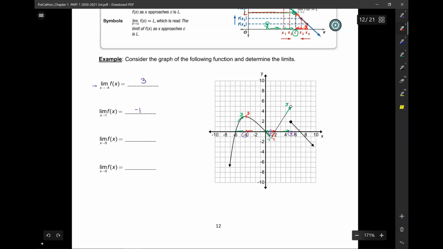As I approach x equals 5 from the right-hand side, what y value is the graph approaching? Y equals 2. From the left, it's going up to 5. From the right, it's only going up to 2. Because the left and the right are not the same y value, we say the limit does not exist. DNE, okay, does not exist.